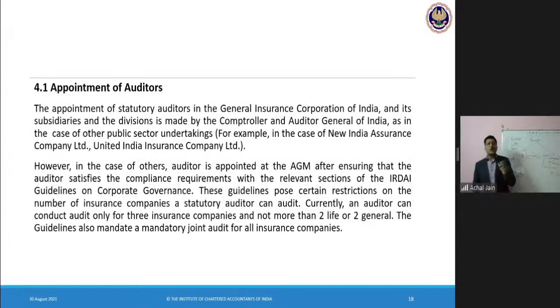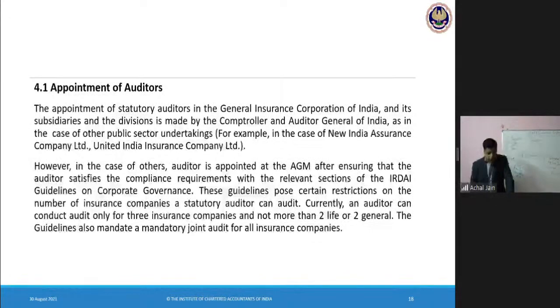Now, moving on to the provisions related to the appointment of the auditors. Let's understand. Appointment of statutory auditors in respect of general insurance in the General Insurance Corporation of India and its subsidiaries and divisions is made by the CAG. CAG is the one you see in case of PSUs, public sector undertakings. Who appoints the auditor there? It's the CAG. The same is the case for the General Insurance Corporation of India and its subsidiaries and divisions. In case of others, the auditor is appointed at the AGM after ensuring that the auditor satisfies the compliance requirements as per the IRDA regulations.